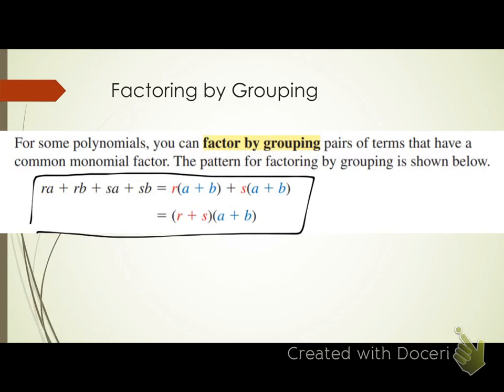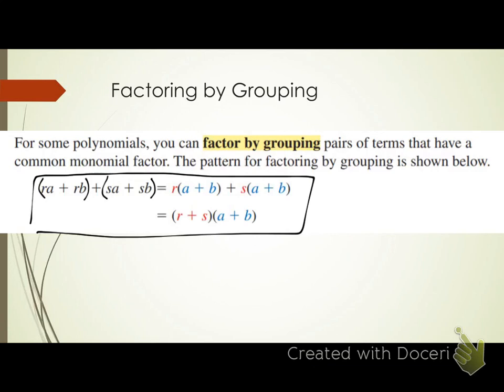If you notice, what do these two terms have in common? R, right? So they have a common monomial factor, so I would group those together. Do these two things have anything in common? S. So I could group these two things together. They have a common monomial factor. After I group my sets of 2 terms together, I'm going to factor out the GCF of both groups.